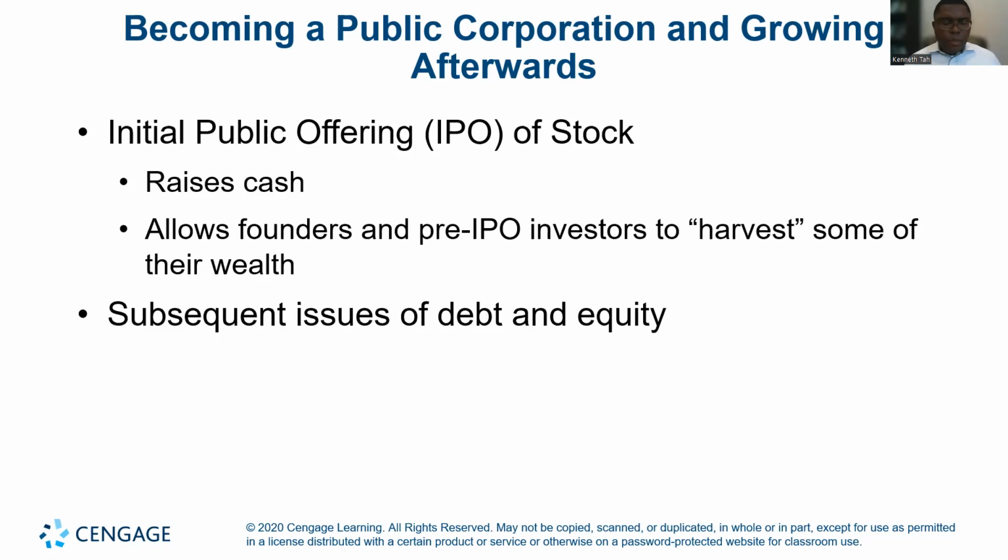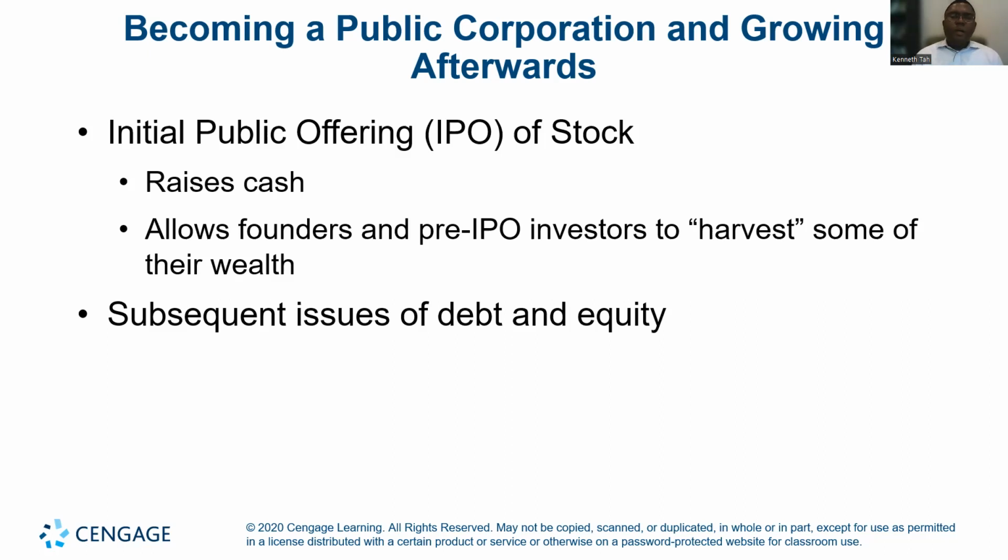All right. The next thing we want to talk about is becoming a public corporation and growing afterward. Most businesses begin as a closely held corporation, and then later on they need to extend to becoming a public corporation. We already mentioned that they need to prepare their charter and bylaws. They need to file a prospectus with the Securities and Exchange Commission. Then they need to be listed on an organized exchange, either the New York Stock Exchange or the NASDAQ.